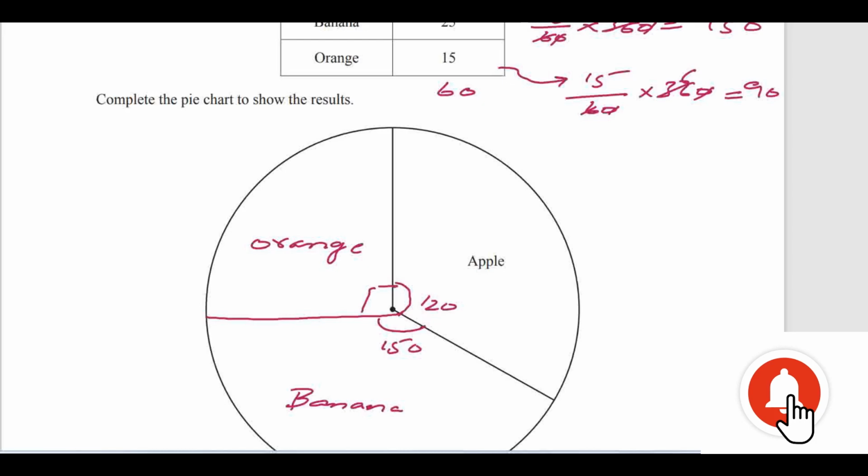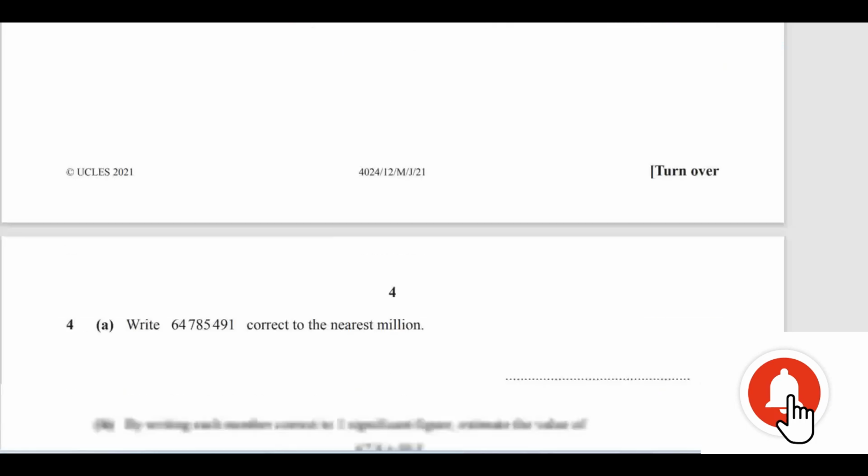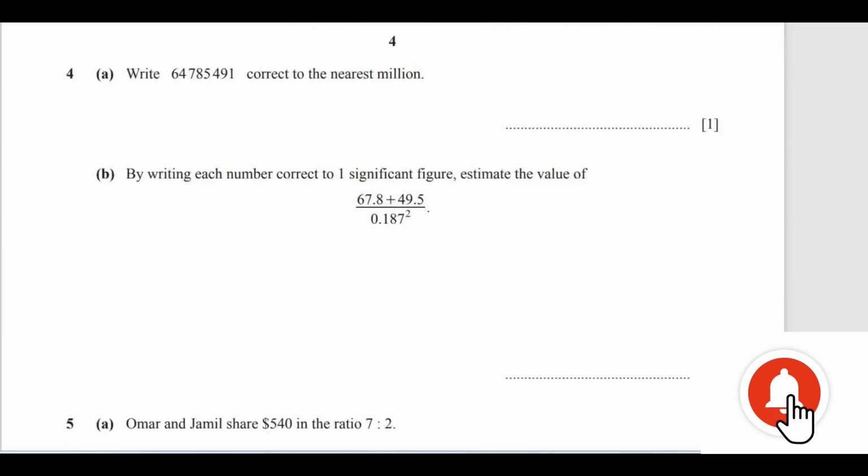Now let's move on. I think the concept is clear. Let's move on to the next question. Question number 4. Now write it correct to the nearest million.